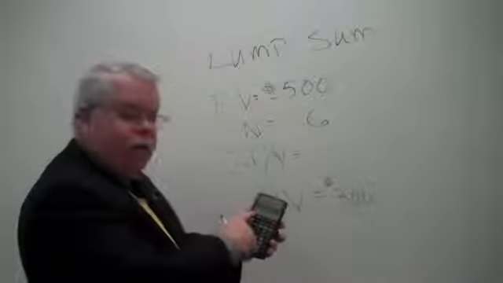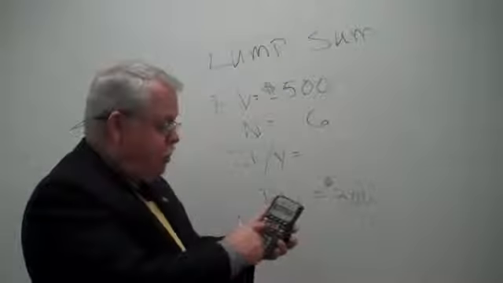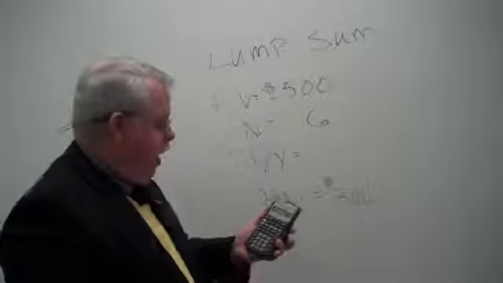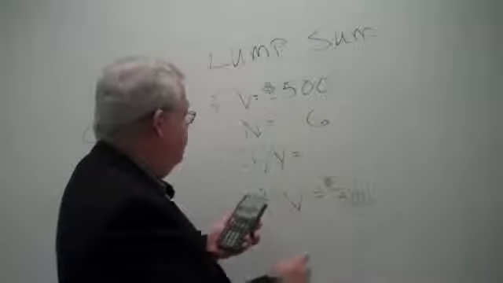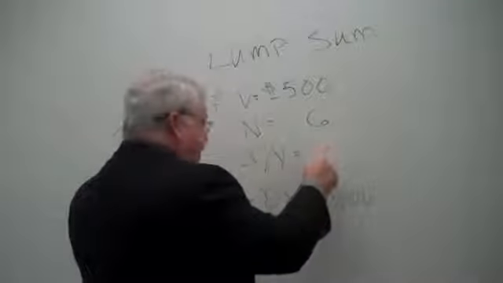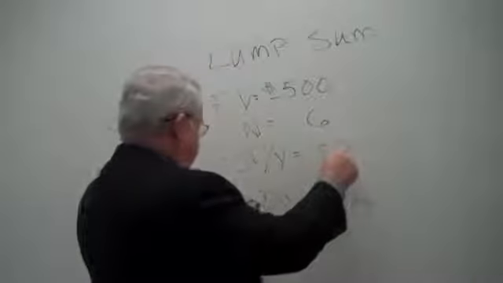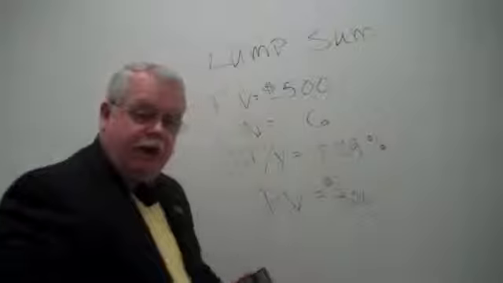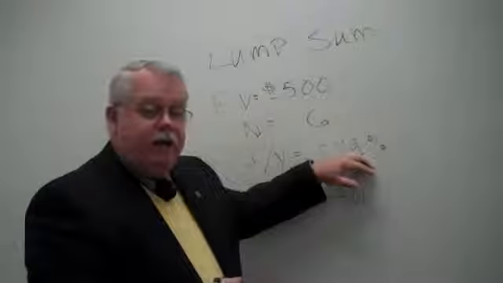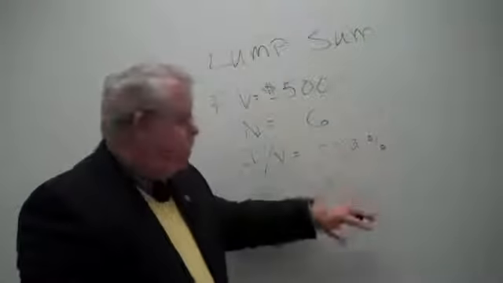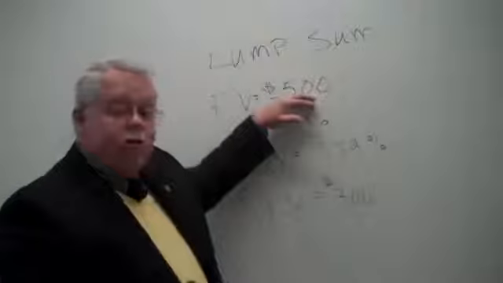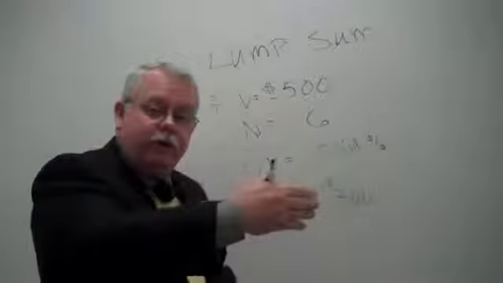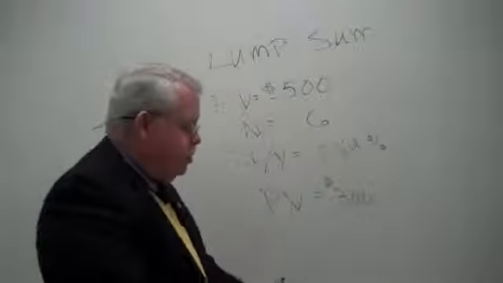And then I'm going to ask the calculator to compute the interest rate. CPT IY. And the interest rate here is 8.89%. Okay? I would have to earn 8.89, almost 8.9% for my $300 to grow to $500 in 6 years, assuming it compounds annually. Those are the basics for the lump sum calculation.